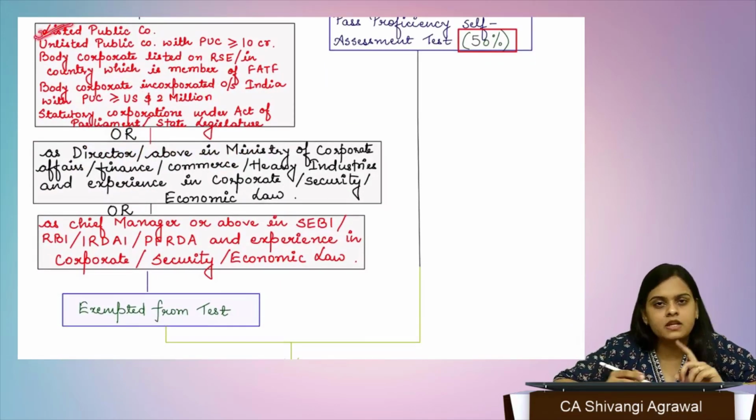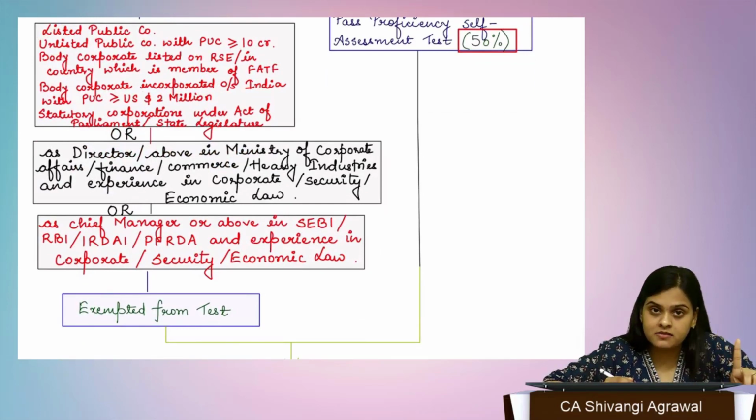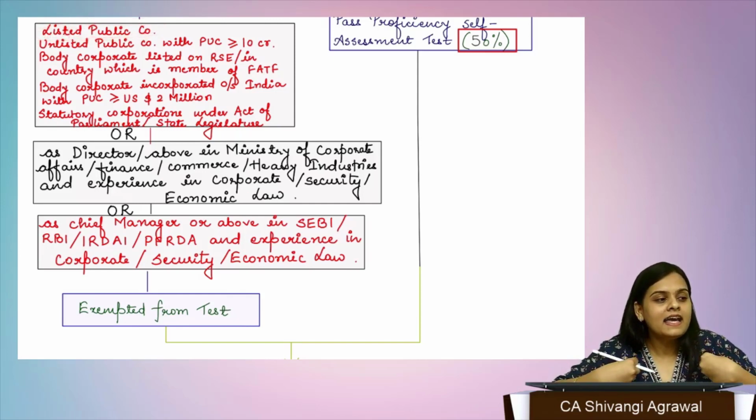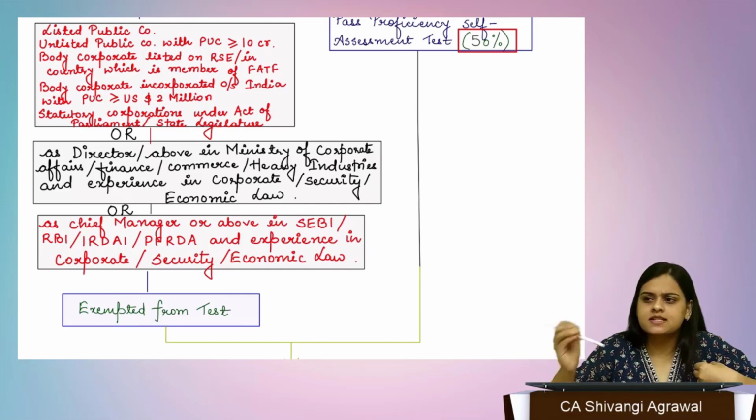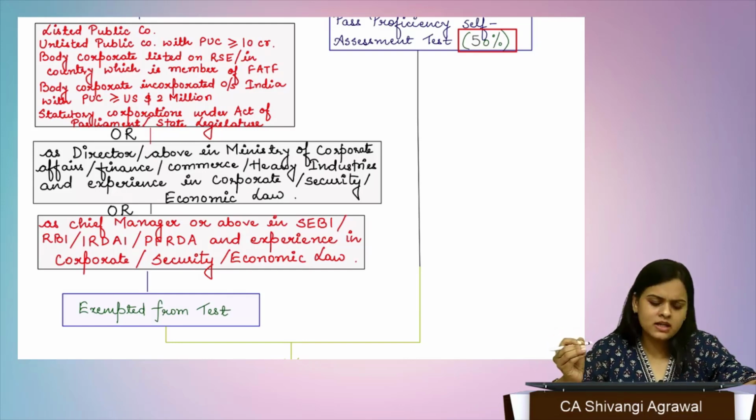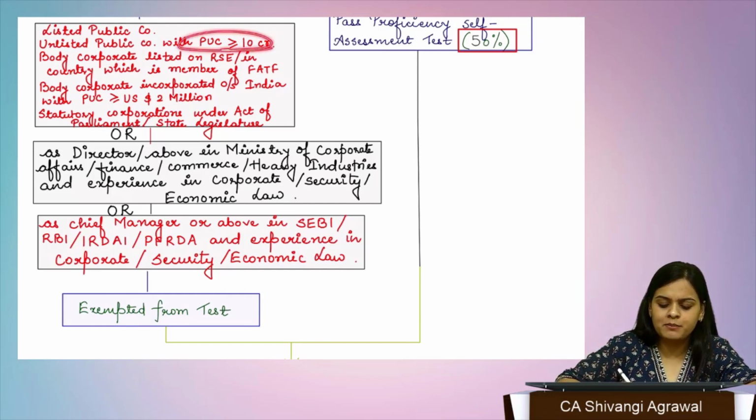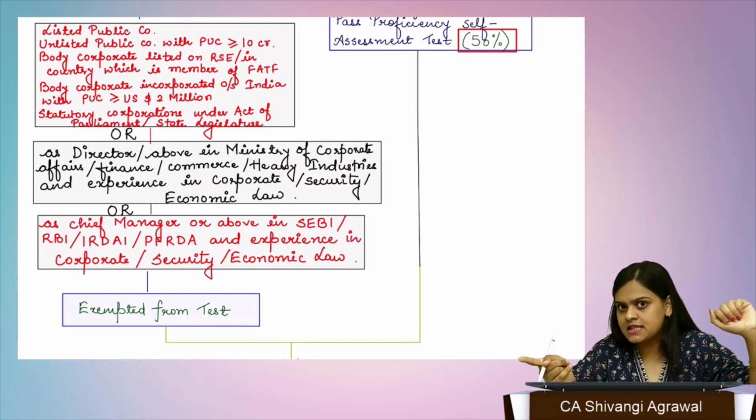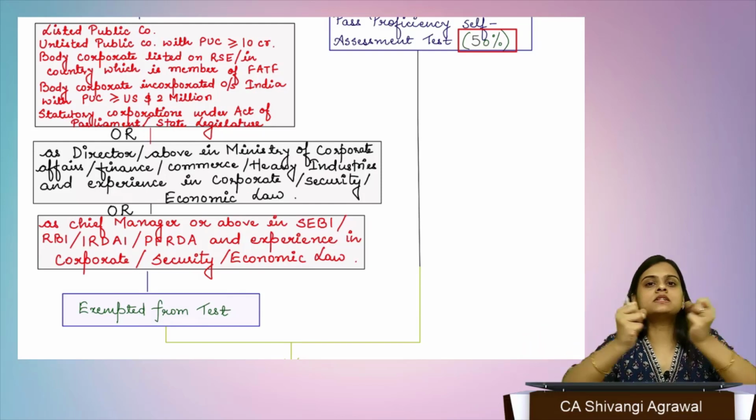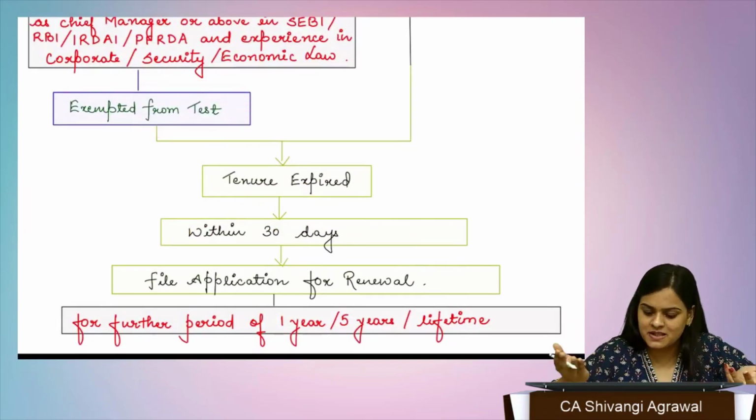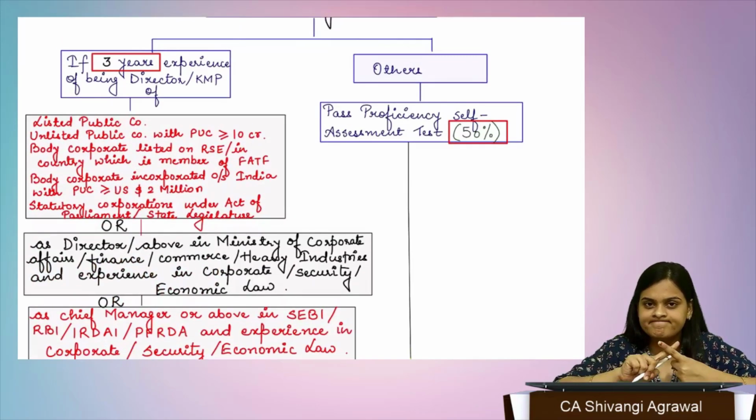Listed public company. So if I have 3 years experience in any listed public company, now supposedly I am a director in Reliance Industries Limited, which is a listed public company, of course. And I also am a director in one more company which has a paid up capital of 20 crores. And I'm working in both the companies for a span of 2 years. So 2 years experience in this company and 2 years experience in this company, total comes out to be 4 years. And if I have 4 years experience, that means I don't need to pass this test. I'm exempted from the test. Yes or no? No.